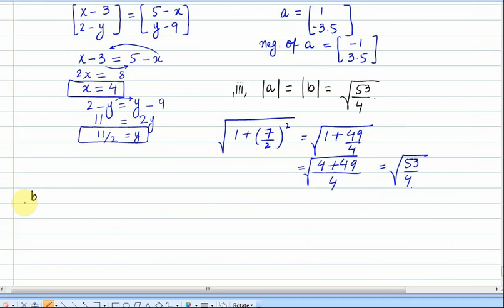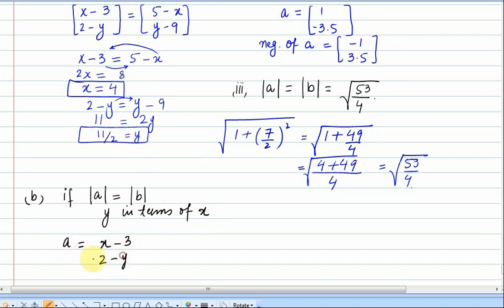Part B. If the magnitude of A is equal to the magnitude of B, express y in terms of x. Now it says y in terms of x, that means we cannot use the values of A and B now. A is (x minus 3, 2 minus y). B is (5 minus x, y minus 9).